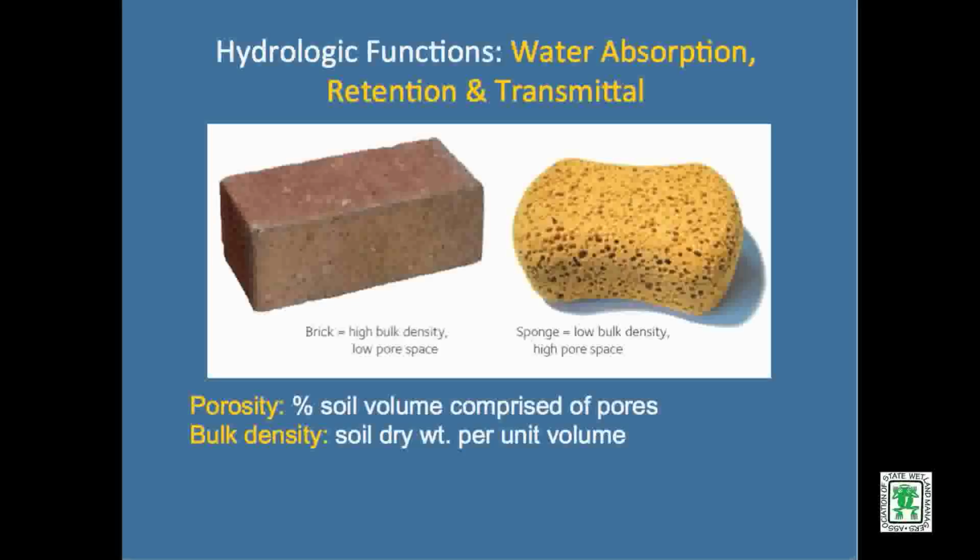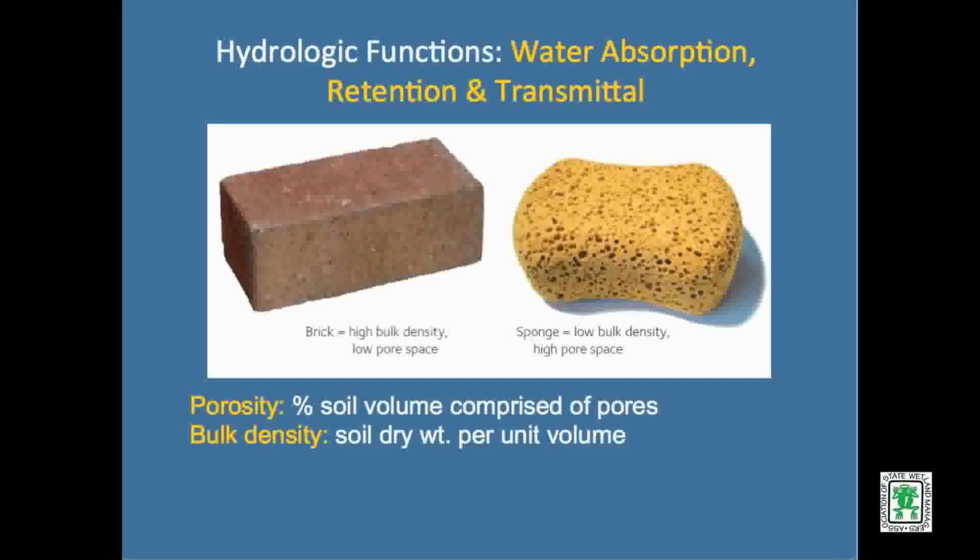So hydric soils absorb surface water and precipitation. They hold large quantities of water, and they transmit the water either to an aquifer or back to the surface. Why are they so good at these processes? Well, let's compare two items we should all be familiar with, a brick and a sponge. A brick has high bulk density and low pore space. A sponge has low bulk density and high porosity.